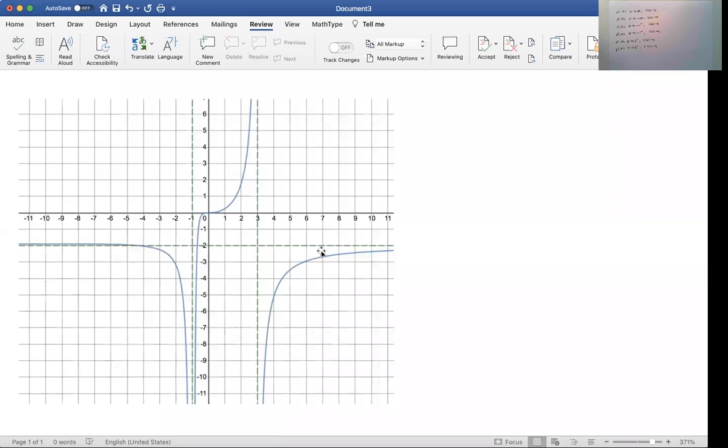Well, as x gets large, 8, 9, 10, 11, what's happening to my y values? The y values are growing increasingly closer and closer to what number? Increasingly closer to -2. So as x goes to infinity, assuming this trend continues, f of x goes to -2.